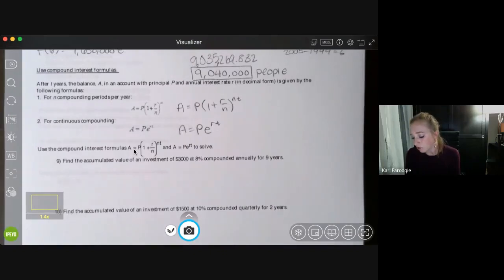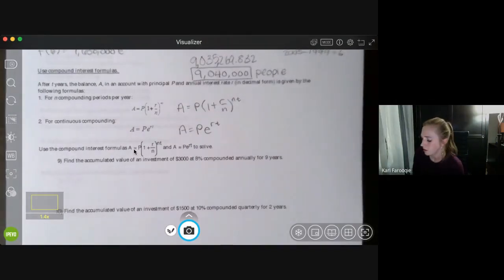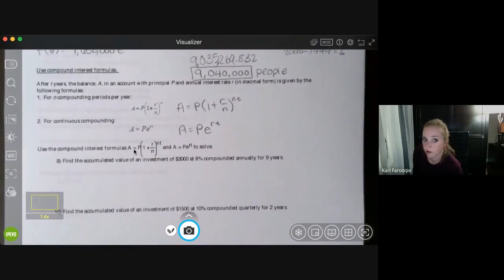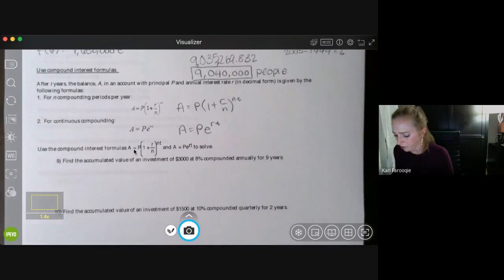So we're going to use these to find accumulated values that are either in an account or on a loan balance after a certain number of years. Now, interest is normally a little bit more complicated than this, but these formulas are used and they are important formulas. So first we're going to use the compound interest formula to solve, because we are given periods for these values compounding.